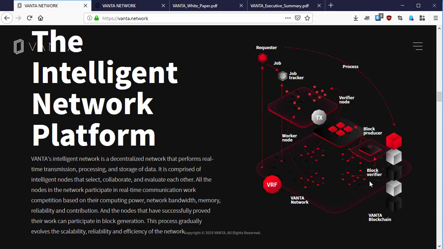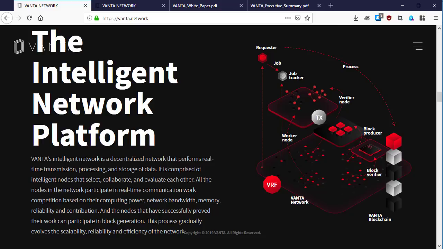And at the lowest bottom level, you can see the Vanta network, which is fully verified by verifiable random function, VRF. Here is the working node diagram and so on. So let's look at what they actually said about the intelligent network platform.